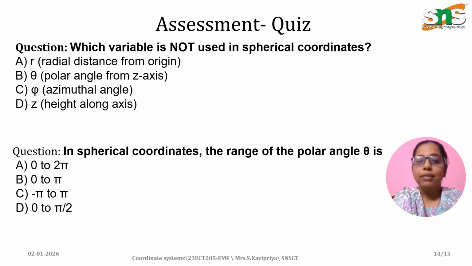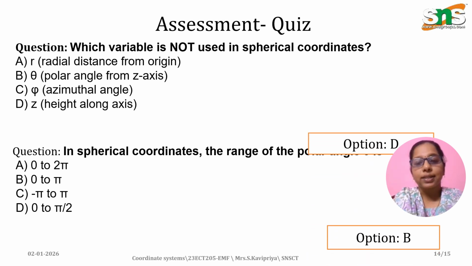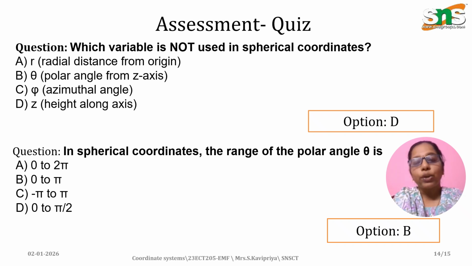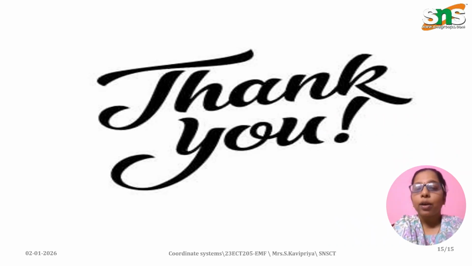And finally, assessment: which variable is not used in the spherical coordinate system? Z is not used in the spherical coordinate system, whereas z is used in the Cartesian as well as the cylindrical coordinate system. In the spherical coordinate system, the range of theta is from 0 to pi. So that's all about the topic coordinate system.